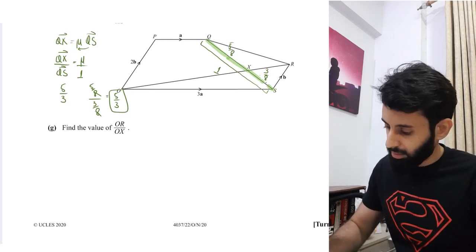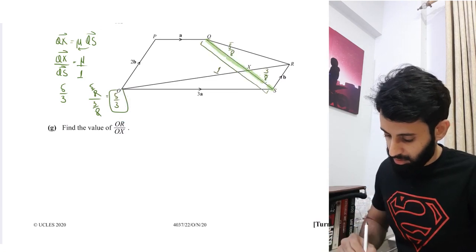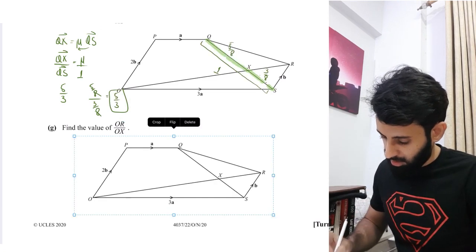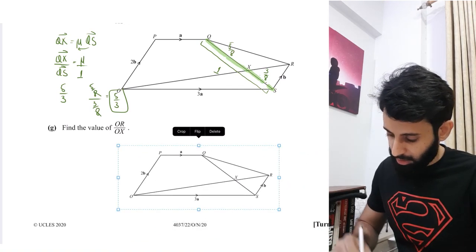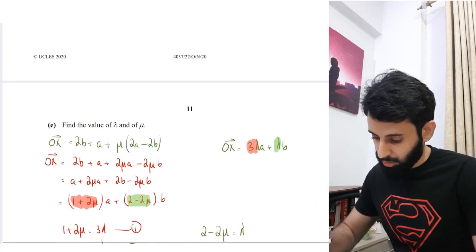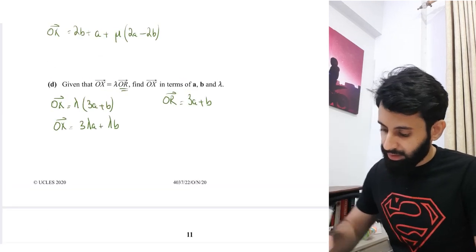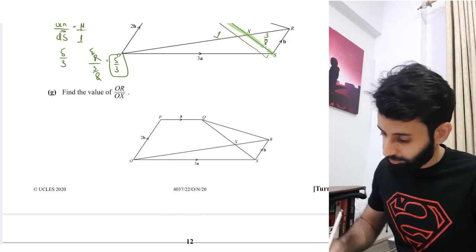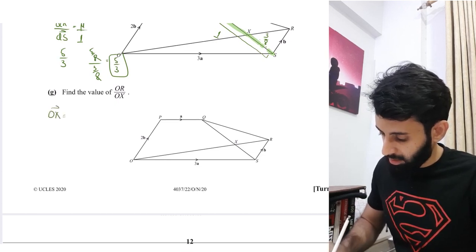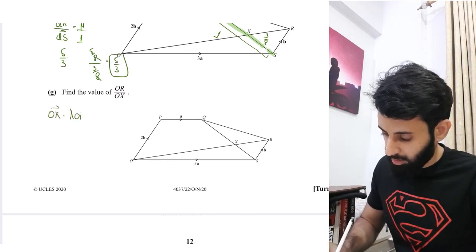And just like this part, we're going to do part G also. So let's get straight to it. I'm going to use this picture, so let me just copy paste it over here. Yeah, there you go. Okay, now over here the question wants us to find out the ratio of OR is to OX. So let's go back. The question told us that OX is equal to lambda times OR. So let's write that down. OX is equal to lambda times OR.